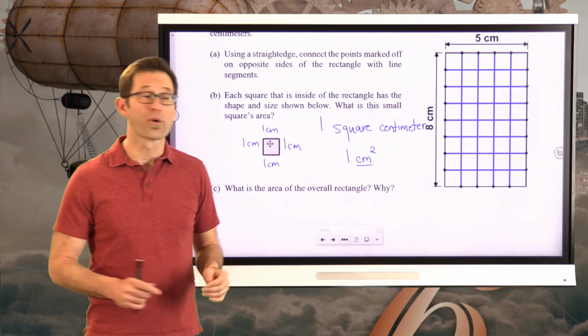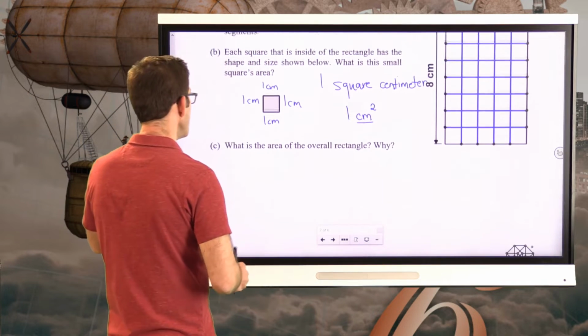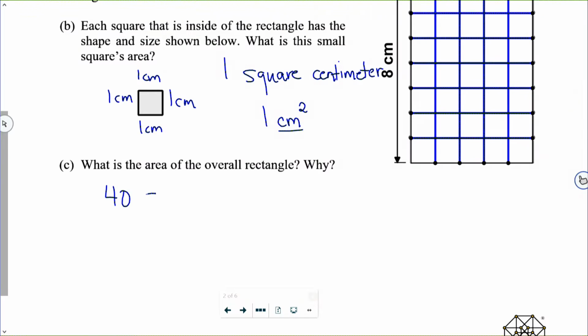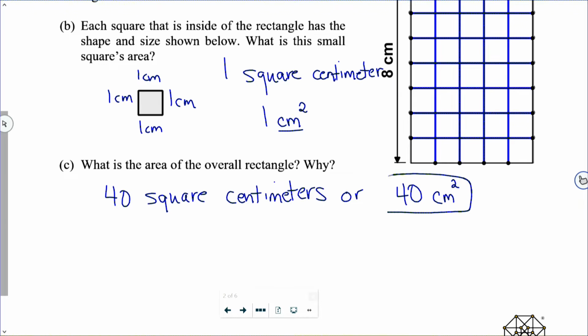All right, well, it's pretty much this easy, right? The area is 40 square centimeters. Make sure you're not saying 40 centimeters. That would be quite wrong. Or if you want to shorthand it, 4 centimeters, and then you put a little exponent there like that. Obviously, one way involves more writing than the other way.